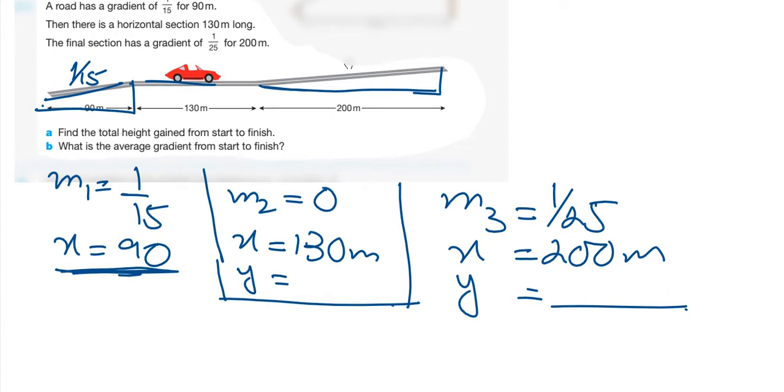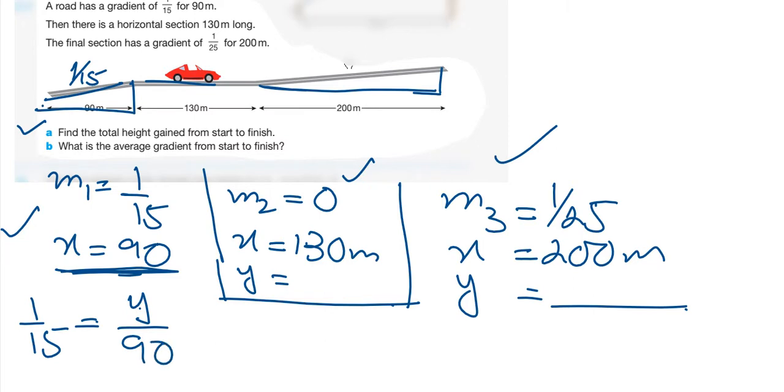All right, so they want to find the total height gain from start to finish. We have to do this calculation, and then we will find the total height and the average gradient. That's what we need to find out. So what will be the height? Gradient is y over x, so 1 over 15 equals y over 90.